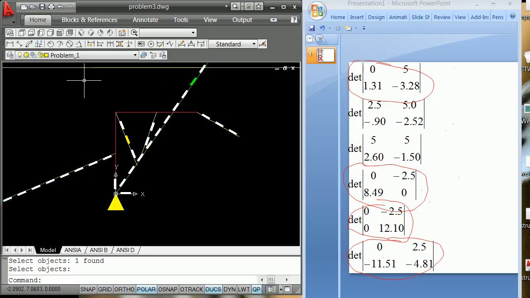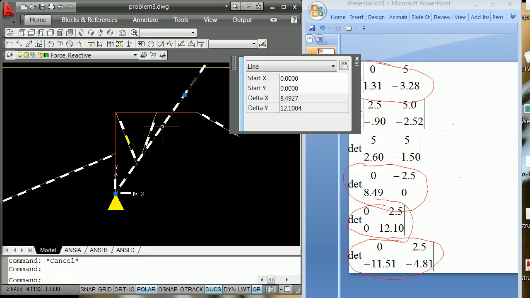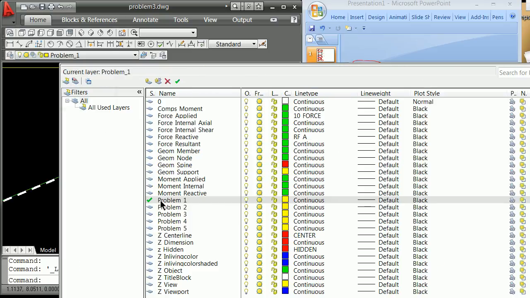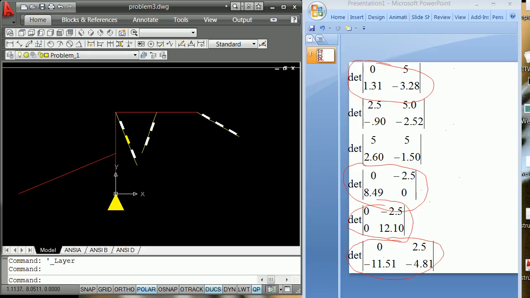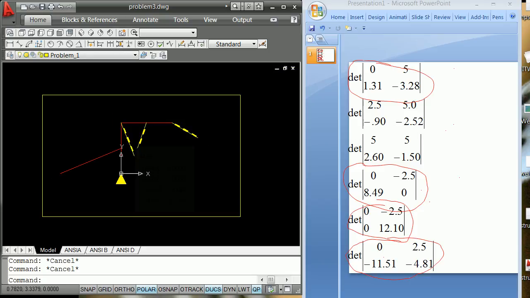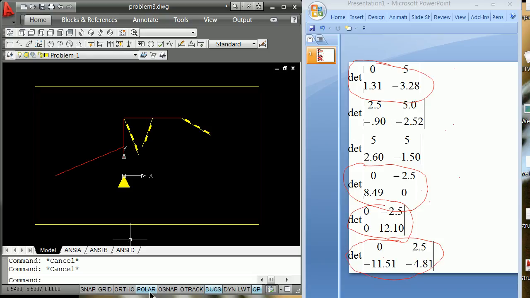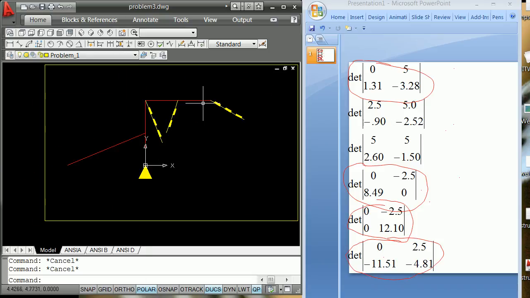I'm going to do that first and foremost by clicking on that layer here. That layer is force reactive. I'm going to go to the layers here and freeze that out. Both of my force reactives, how can I add those vectors? Let's think if we can do it. Let's try it. Can we? A little risky, but why not? You've got this force and that force.